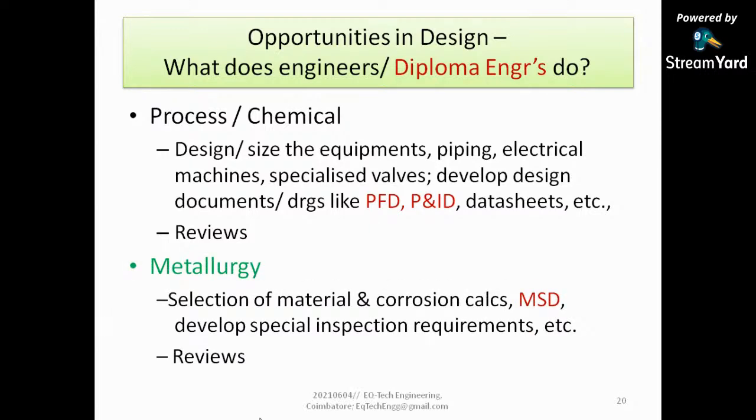So metallurgy will be responsible for selection of materials and corrosion calculations, the material selection diagram, and developing special inspection requirements for procurement or construction stage of equipment and piping, and they will also be involved in reviews. Those items in brown color will be developed by the diploma engineers. The inputs will be given by the engineers.